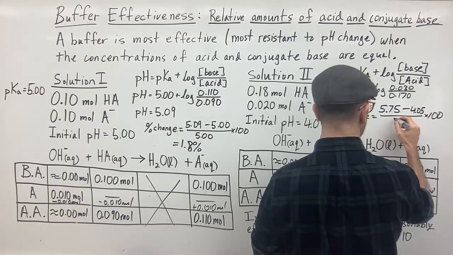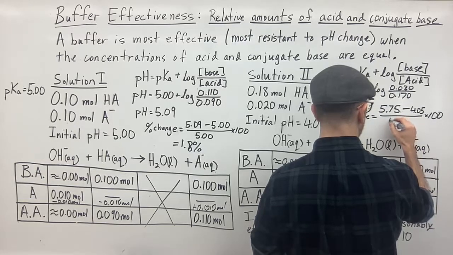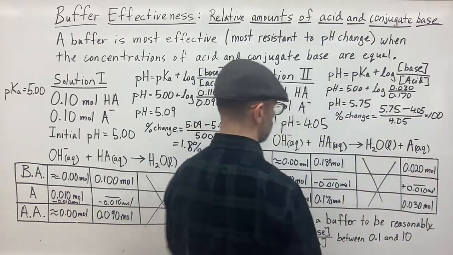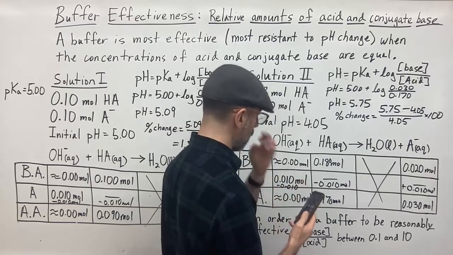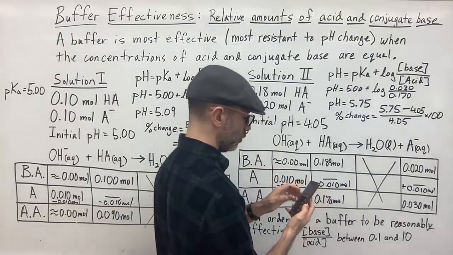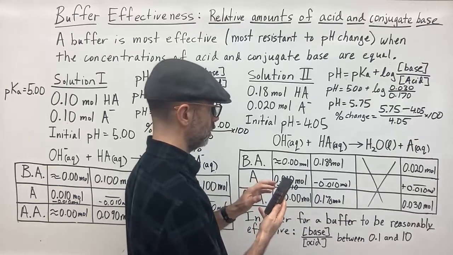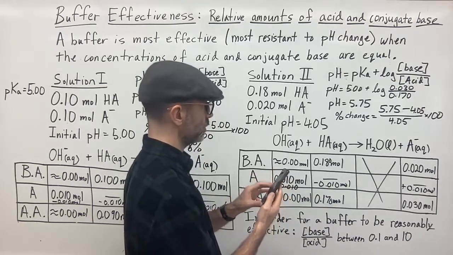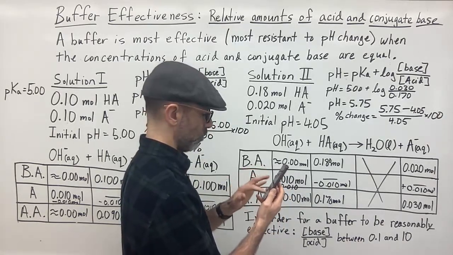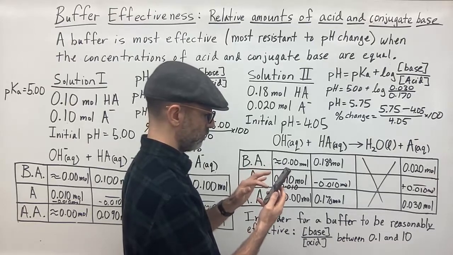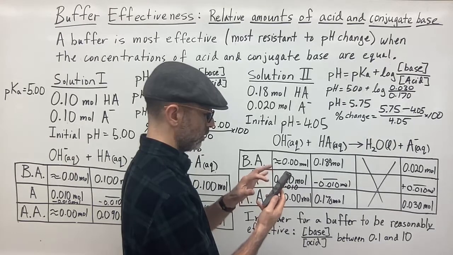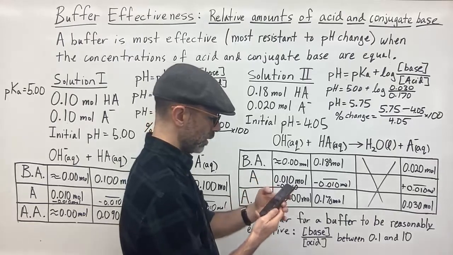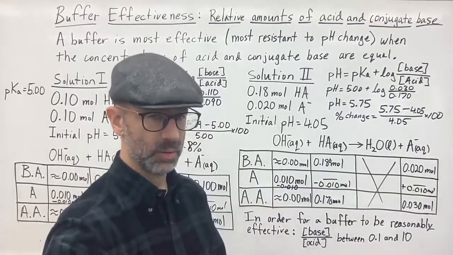So 5.75 minus 4.05 divided by 4.05, and if we do that, 5.75 minus 4.05 divided by 4.05 equals, and then we get, what do we get?